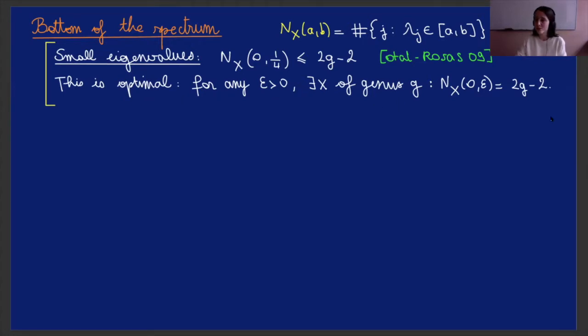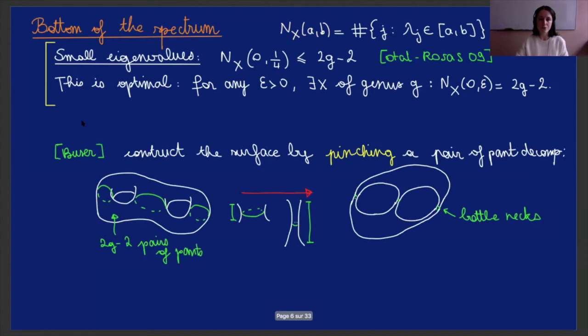Not only is this bound optimal, but if you replace 1/4 by any smaller number, there is a surface which has 2g minus 2 eigenvalues between 0 and epsilon, for epsilon arbitrarily small. So a hyperbolic surface can have up to 2g minus 2 small eigenvalues, and they can also all be very close to 0. The proof of this fact can be obtained by using the min-max principle and what we call the pinching argument.